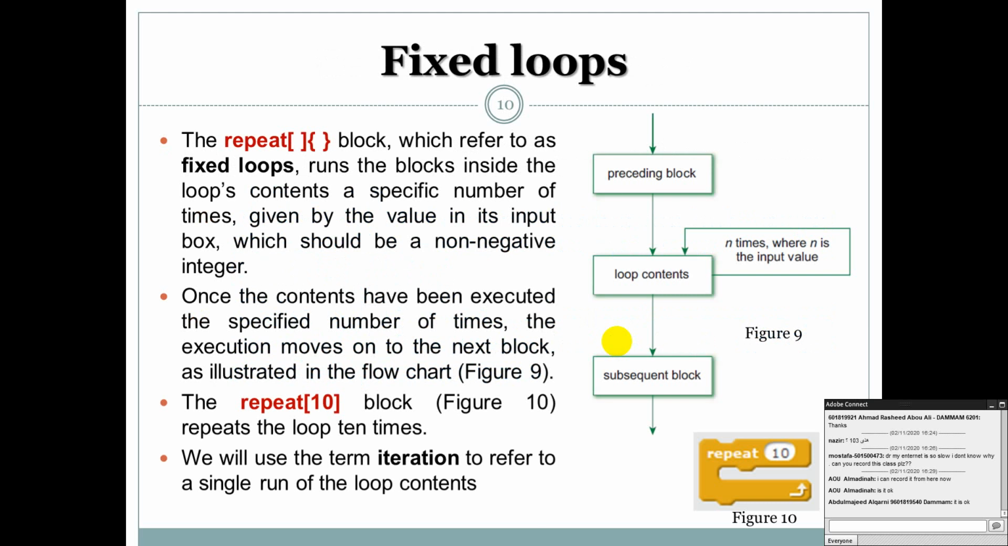The third loop we have here is the fixed loop. We saw the forever loop, that is repeated forever and ever. We saw the conditional loop, that is repeated based on the condition. Condition is false, the loop is repeated, and condition is true, the loop is stopped. Fixed loop is if you want to repeat a set of statements a fixed number of times, 10 times, 20 times, 3 times, 4 times, however many times you want to repeat.